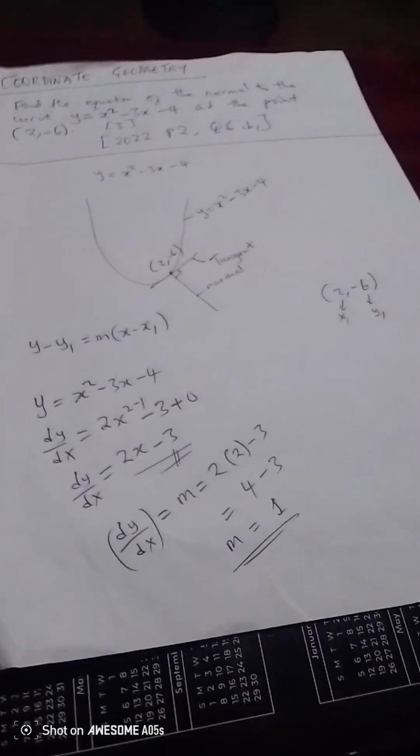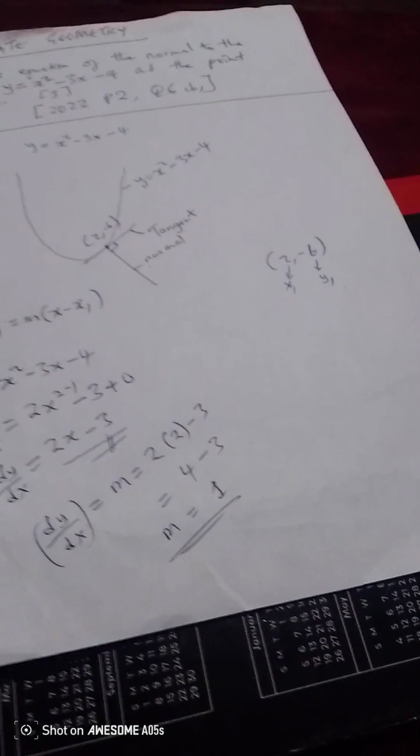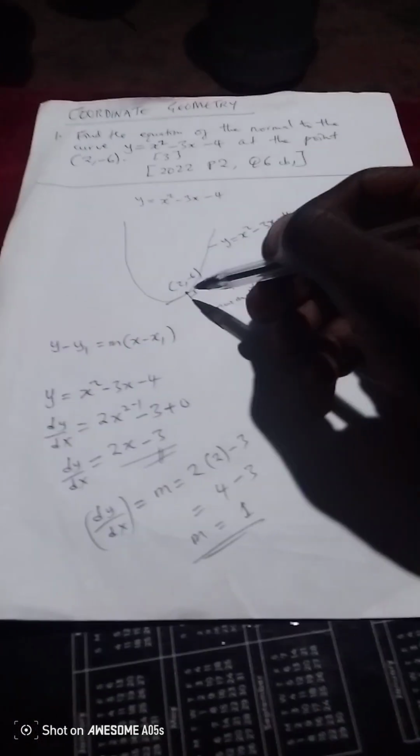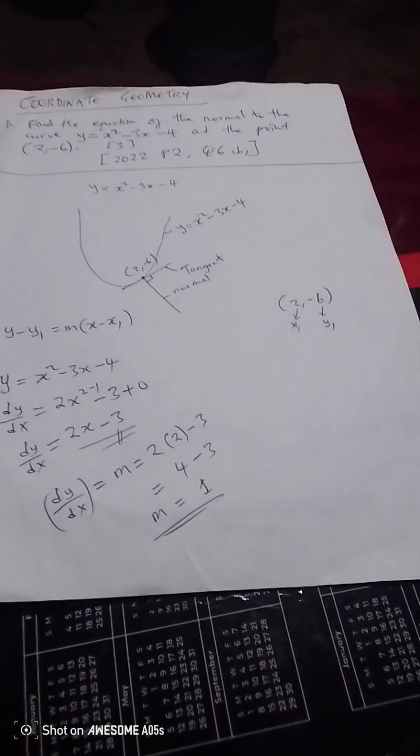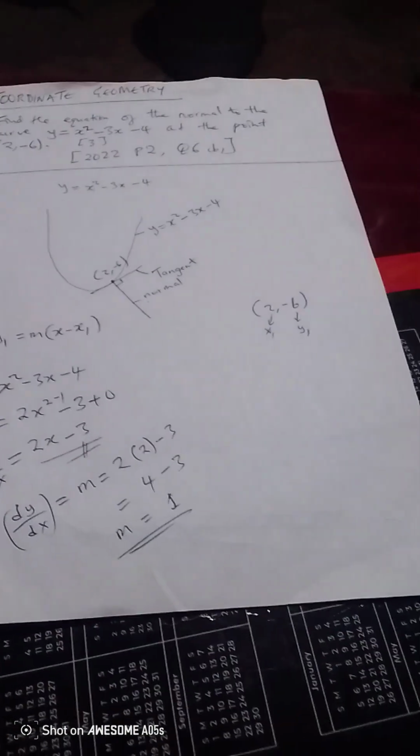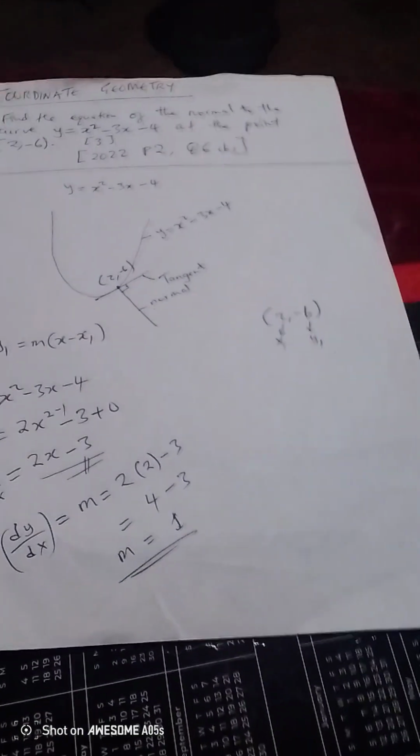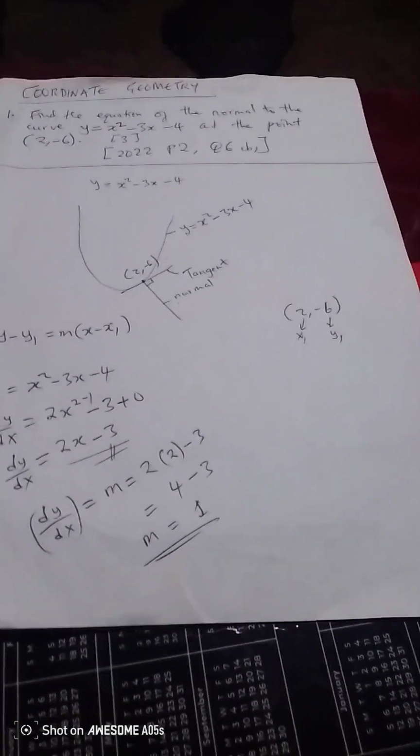So this is what we have as the gradient of the curve. So the gradient of the curve at that point and that of the tangent are the same. The gradient of the curve and the tangent at that point, they are the same.